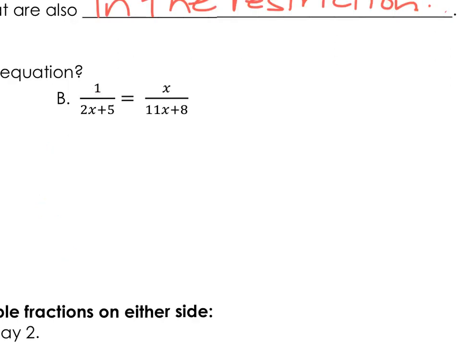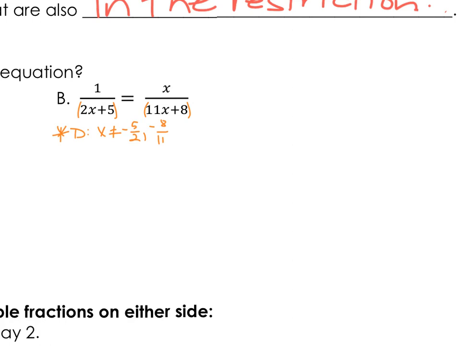In our second example, we have 1 over 2x plus 5 equals x over 11x plus 8. Again, start off by factoring the denominators and also recognizing that we should probably put parentheses around these. It doesn't look like anything factors out of 2x plus 5 or 11x plus 8, but I recognize in the domain that if we have 2x plus 5, x can't equal negative 5 halves. And if we have 11x plus 8, x can't equal negative 8 over 11. To solve each of those, just say they can't equal 0 and solve for x separately.